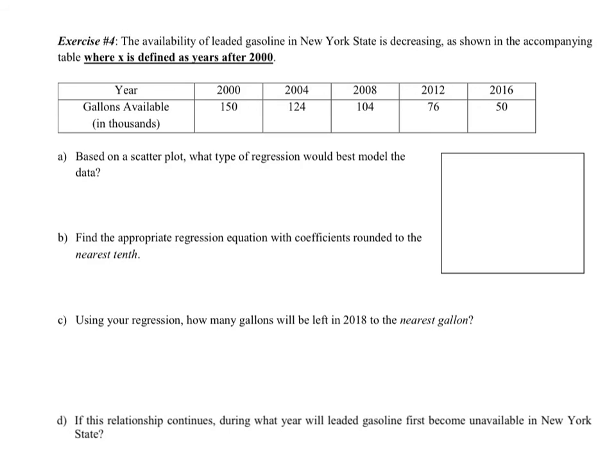All right, last question for the night here. The availability of leaded gasoline in New York State is decreasing, as shown in the accompanying table, where x is defined as years after 2000. So again, because they're telling me x is defined for years after 2000, 2000 would actually be 0 years after 2000. That would be 4, 8, 12, and 16. And I'm only doing that if they tell me so. So x is my year, y is my gallons.